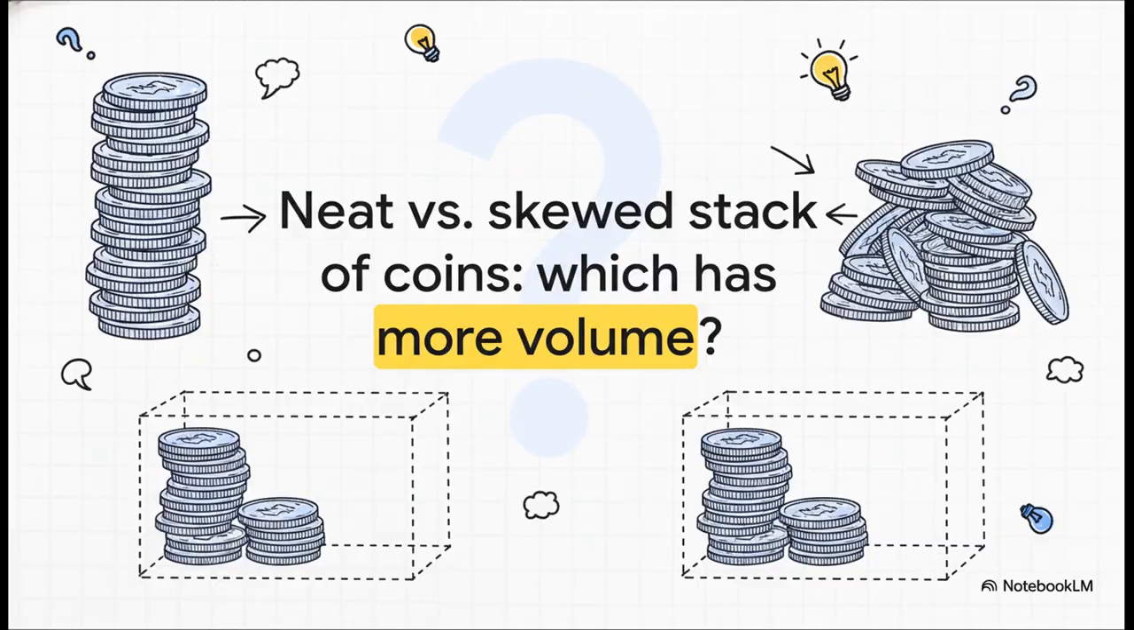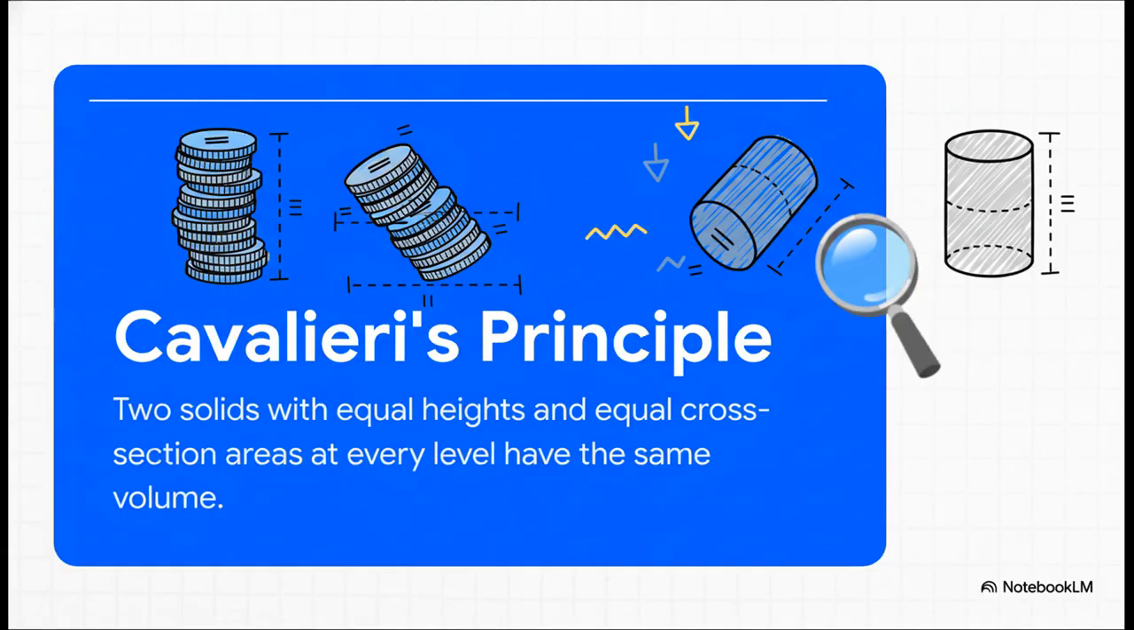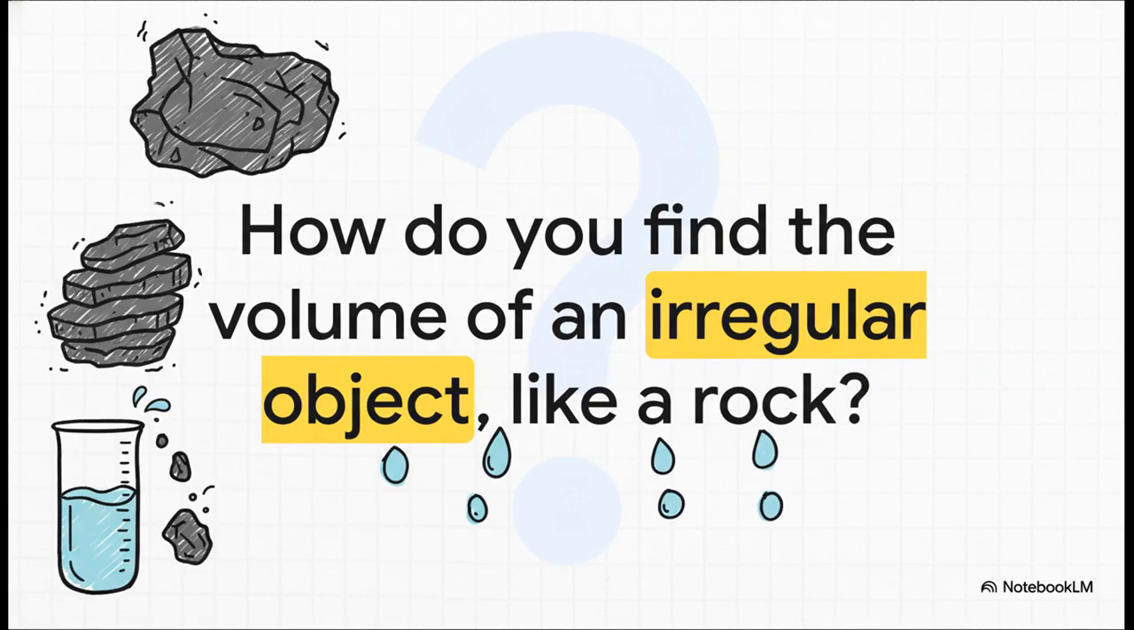What do you think? Well, the answer is, they have the exact same volume. And this is explained by a really clever idea called Cavalieri's principle. It basically says that if two objects have the same height, and here's the key part, the same cross-sectional area at every single level, then their volumes have to be identical. Since each coin in our stack is the same, the area at every level is the same, whether the stack is neat or totally skewed. Pretty cool, huh?